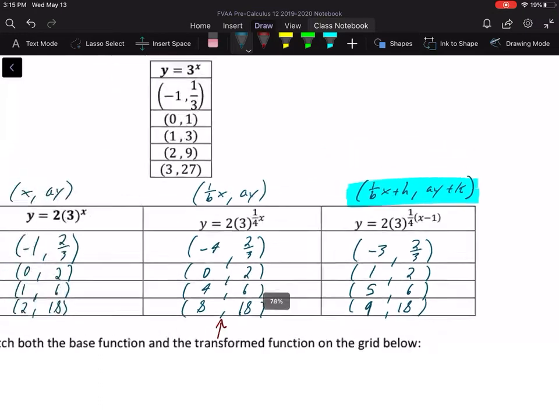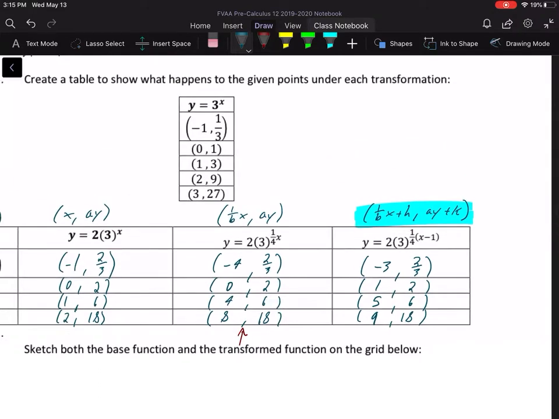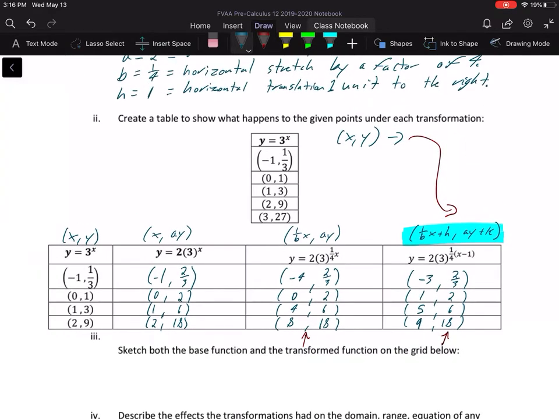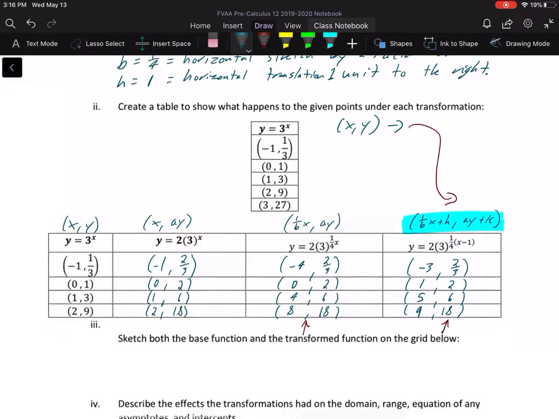Now again, you didn't have to go through all of these steps. You would have been able to go through the x and y straight to this mapping notation, and then end up with this column in the end. But it's good to see how each of the transformations actually affect the numbers of the points that we've selected to make our graph.